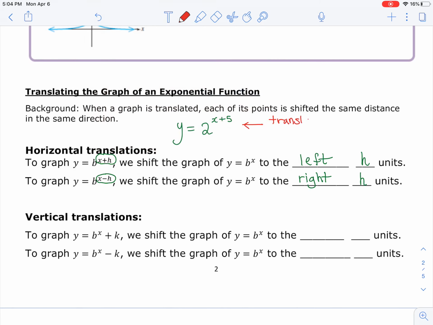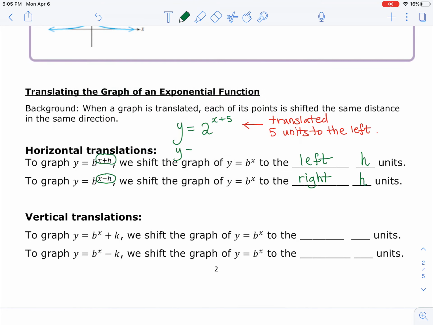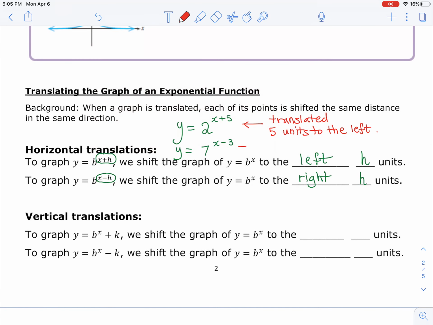If you have y equals 2 raised to the x plus 5, what will that plus 5 do? This graph is translated or moved 5 units to which side? Left. Okay. Another example, what if you have y equals 7 raised to the x minus 3 power?